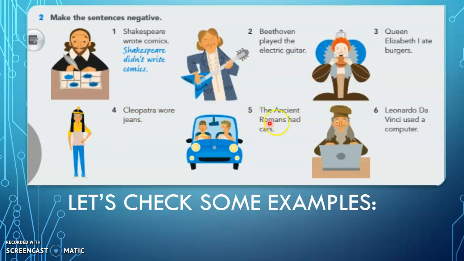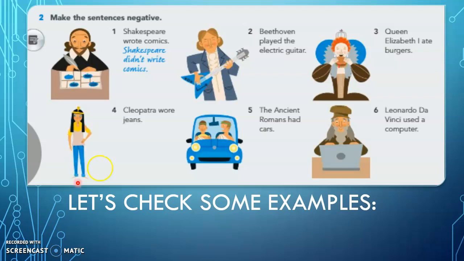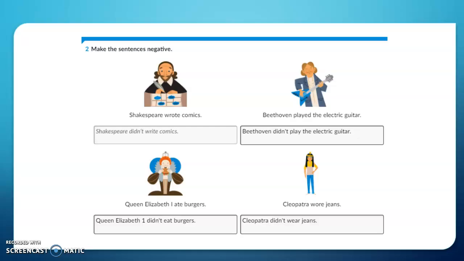Then it says, the ancient Romans had cars. No, that's not true. So the ancient Romans didn't have cars. And Leonardo da Vinci used a computer. That's also not true. So Leonardo da Vinci didn't use a computer, and again the verb goes into base form. So here I have 4 sentences that are already done for you out of the 6. I would like you to try these 2 sentences: The ancient Romans had cars and Leonardo da Vinci used a computer.